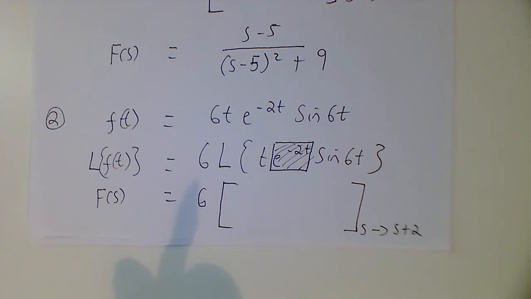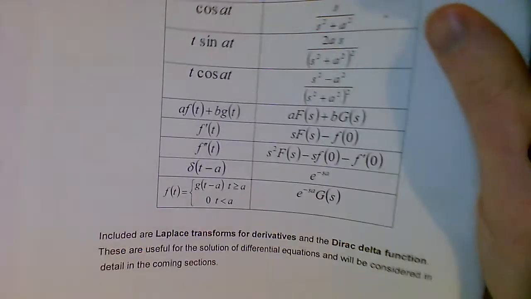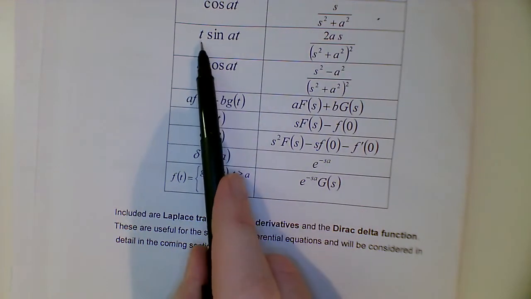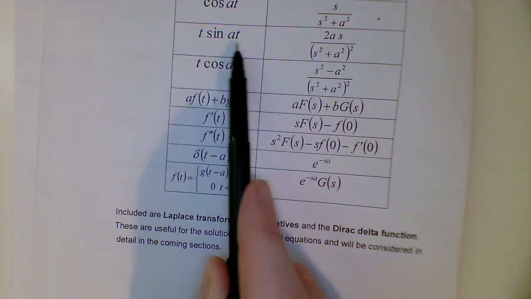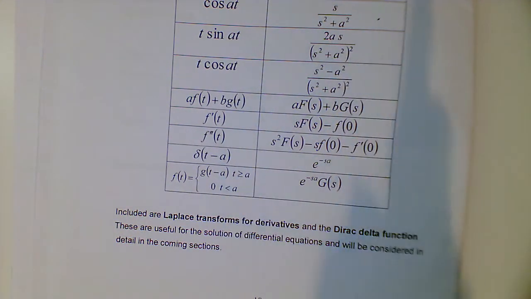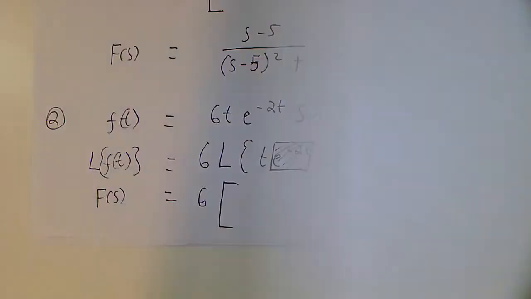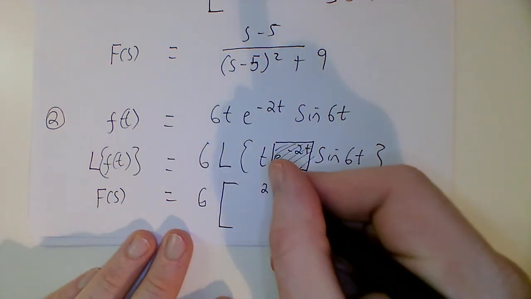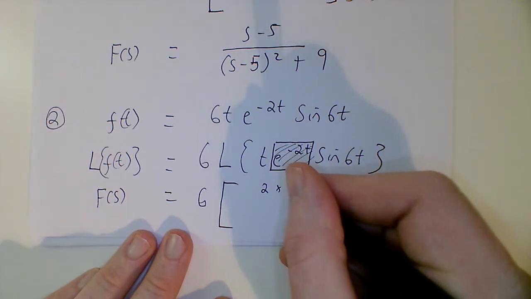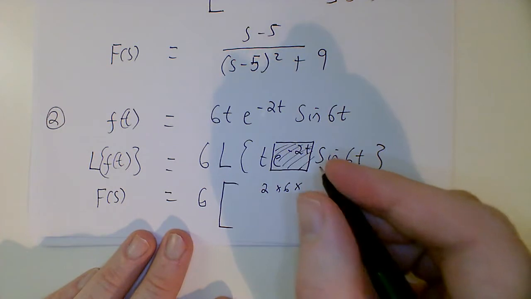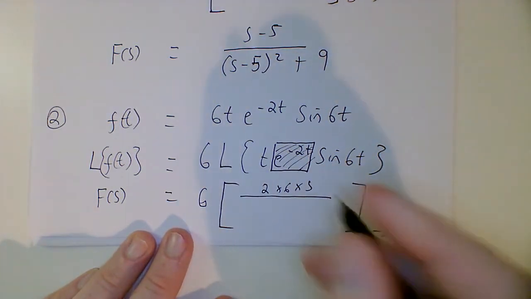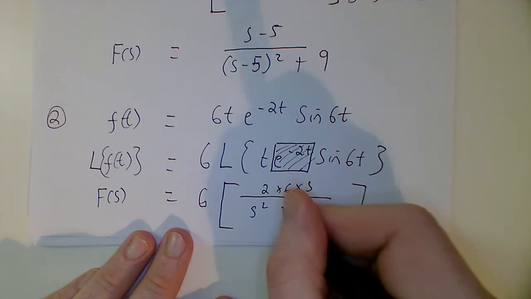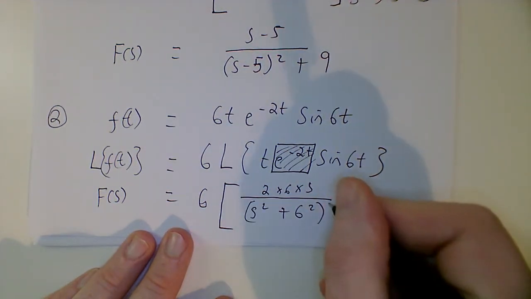So I go to my formula sheet, or my Laplace transform sheet, and I can see I've got one for t multiplied by sine something t. Now I've got t sine 6t. So all I'm going to do is swap 6 in place of all my a's in my Laplace transform. Right. So that's 2 multiplied by 6 multiplied by s all over 6 squared, sorry, a squared plus 6 squared squared.